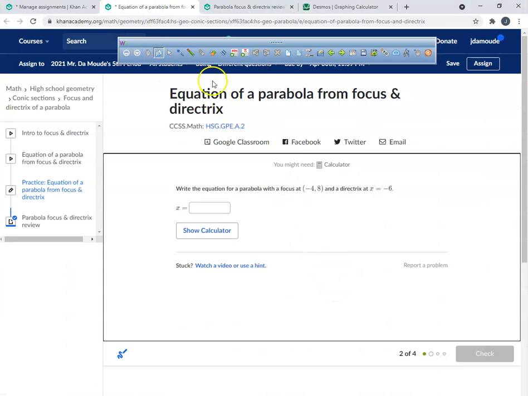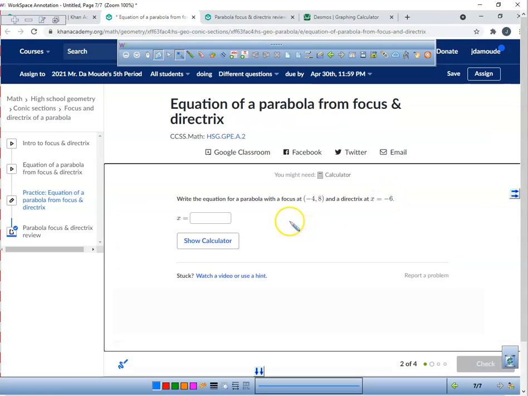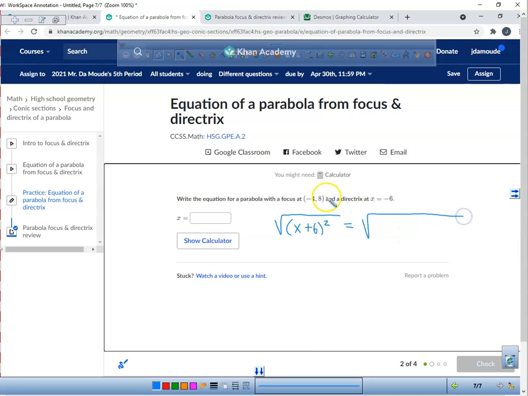So how do we set this up? Ready? Our directrix is at x equals -6. What I'd like you to do is understand we're going to use the distance formula. So we're going to take the square root of (x plus 6) squared equals the square root of, this is your x value, this is your y value of the focus, (x plus 4) squared plus (y minus 8) squared. When you're using this, it's always going to be the opposite number, making it equal to 0 in the parentheses.